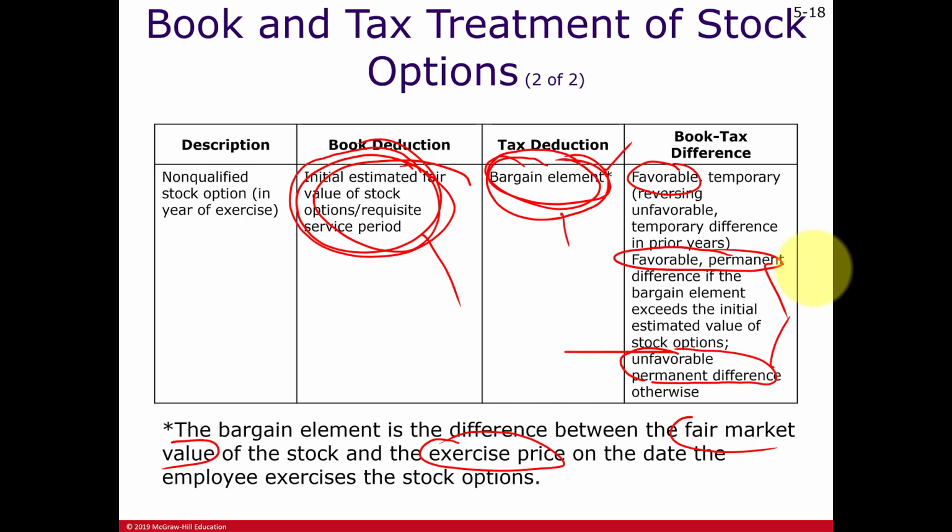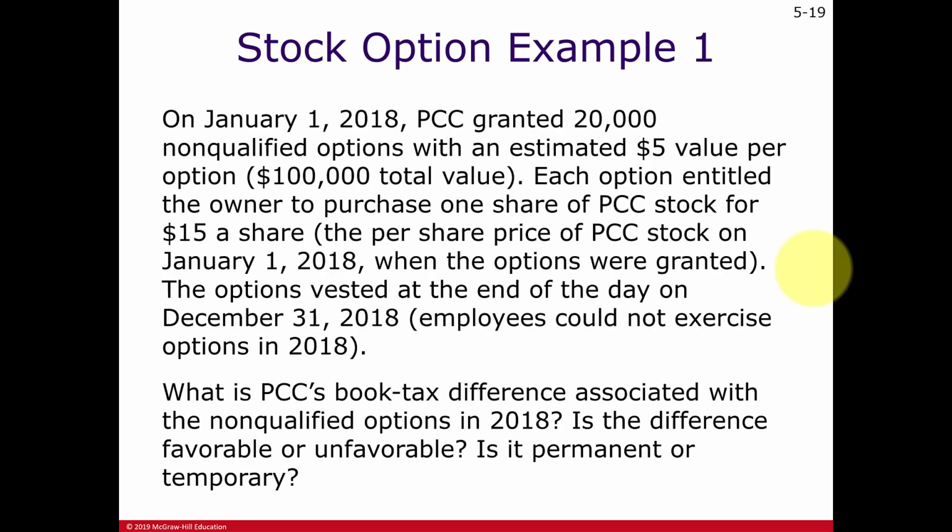Let's see if we can take a look at some examples here. So at the beginning of the year 2018, PCC grants 20,000 non-qualified options. Remember, that's the more popular of the two types. And the value of each option is $5. That's how much you think it's worth just to receive this option. So 20,000 times 5 gives us the total value. So here's the cost that on the income statement is going to be deducted over the period in which the employees earn the right to get vested.